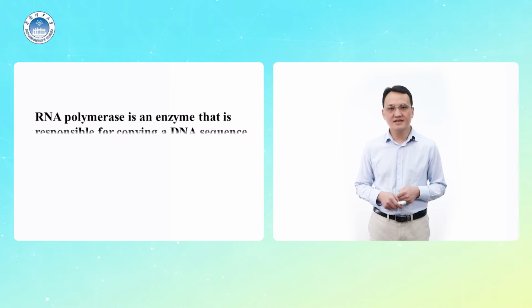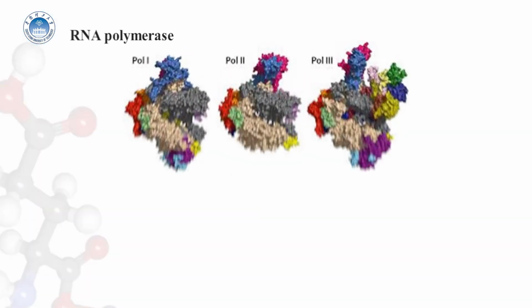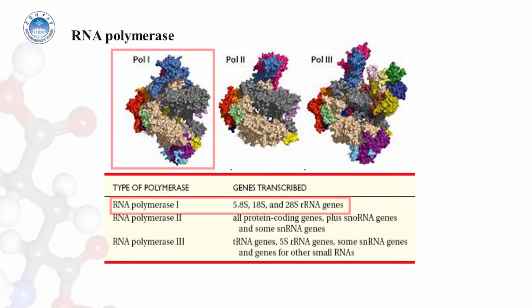RNA polymerase is the enzyme that is responsible for copying a DNA sequence into an RNA sequence. During this process, which we call transcription, there are three RNA polymerases. RNA polymerase 1 is, in higher eukaryotes, the RNA polymerase that only transcribes ribosomal RNA.